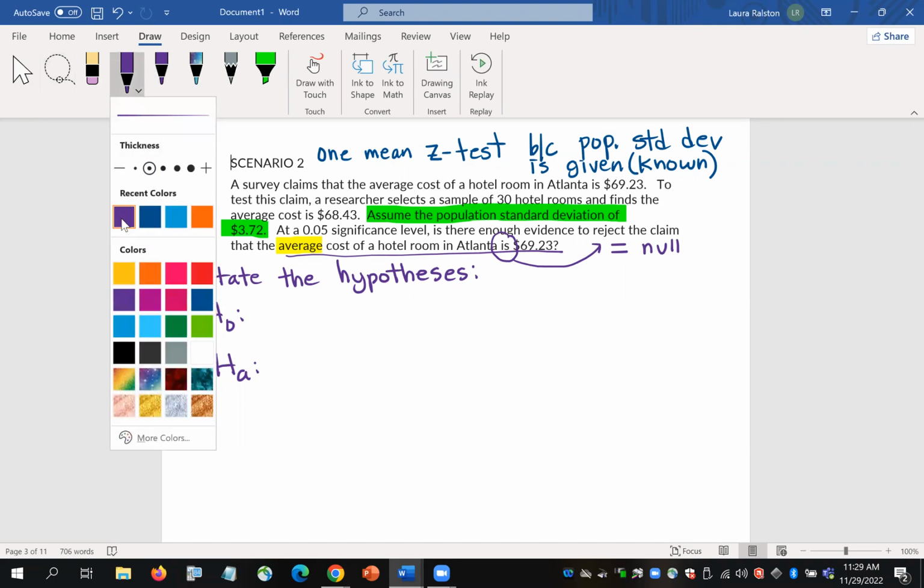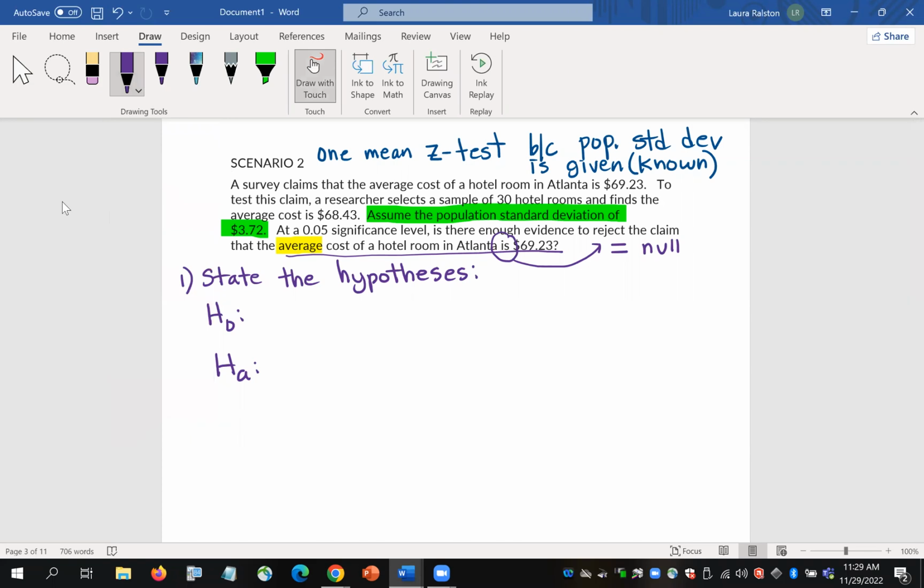So writing it in the symbols, we would say the mean is $69.23. And I'm just going to indicate that that was the one given. And the alternative would be the exact opposite. The opposite of equal is not equal.